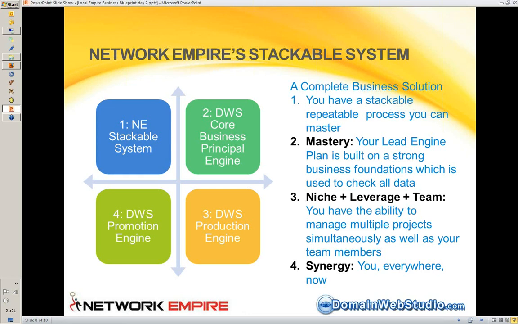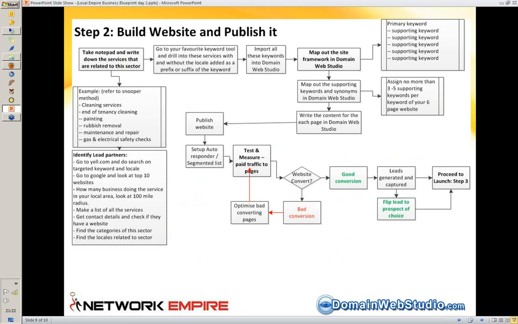Okay, so what we're going to do today is we're going to build the website, and then we're going to publish it. So what you're basically going to do is you want to take a notepad and write down all the services that you've done yesterday. Okay. So if you did the snooper method and you found out what's going on, how it works, you want to do that. You want to identify lead partners, so you can go to yale.com and do a search for targeted keyword and locale. You can go to Google and look at the top 10 websites.